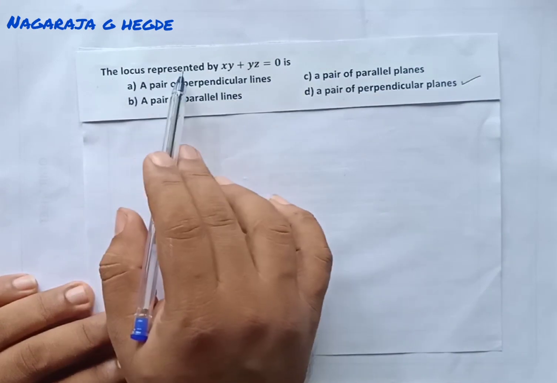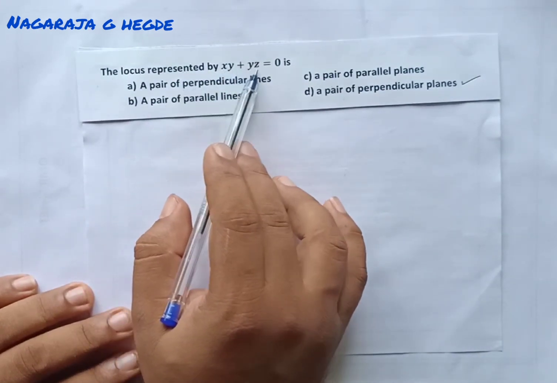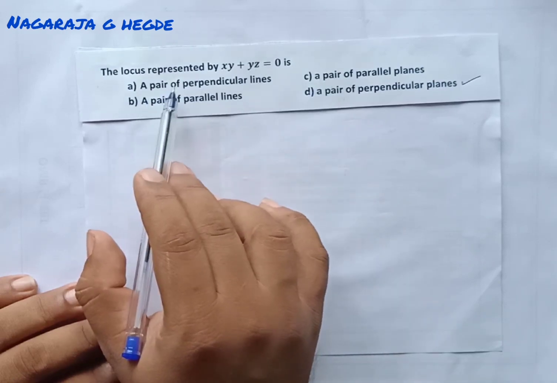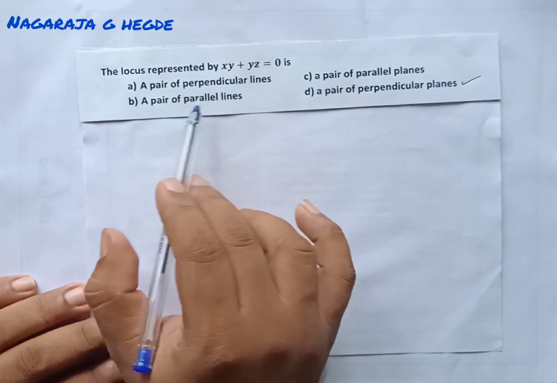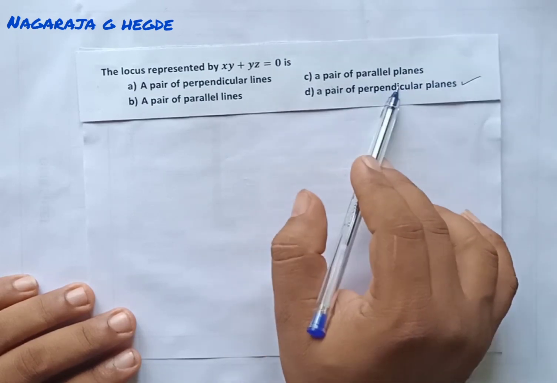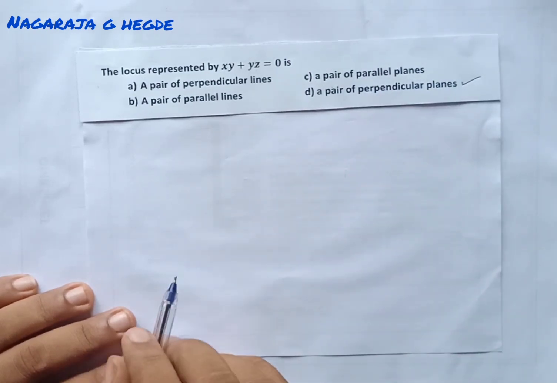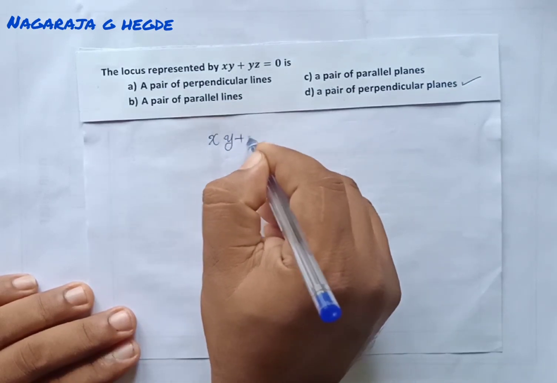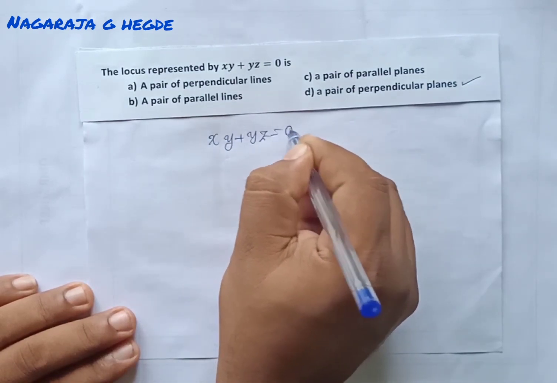The locus represented by xy plus yz equal to 0 is. 4 options are there. A pair of perpendicular lines, a pair of parallel lines, a pair of parallel planes, a pair of perpendicular planes. Answer is option D. Just observe, xy plus yz equal to 0.